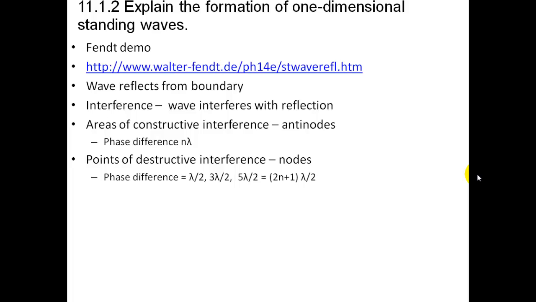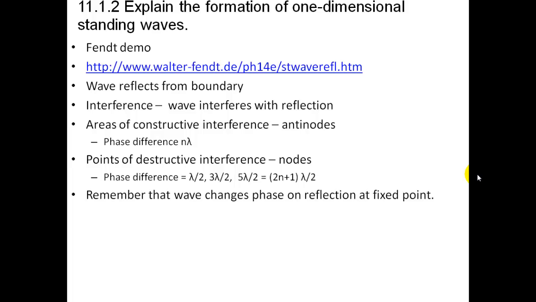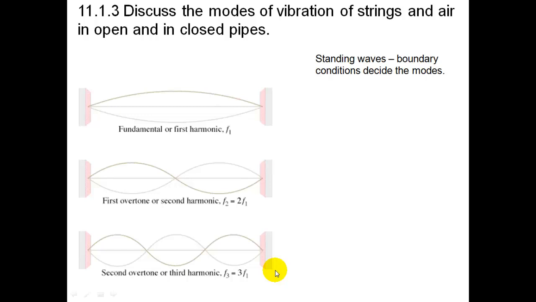In other words, (2m plus 1) lambda over 2, an odd number of lambda divided by 2. Remember that the wave changes phase on reflection at that fixed point, so it becomes inverted. Discuss the modes of vibrations of strings and air in open and closed pipes.